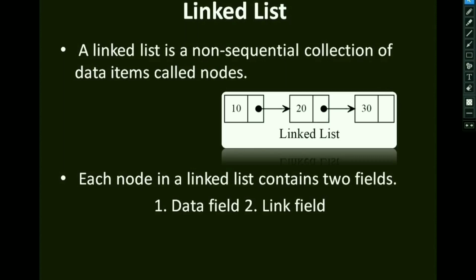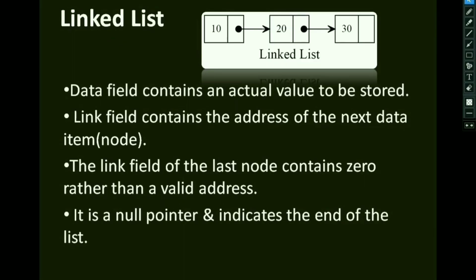A linked list is a non-sequential collection of data items which are called nodes. Now each of these nodes have two fields. One is the data field and second one is the link field. The data field is in which you have the value which you need to put into your list. Like in this image you can see 10, 20, 30. So these are your data values which are stored in the first field, which is the data field.